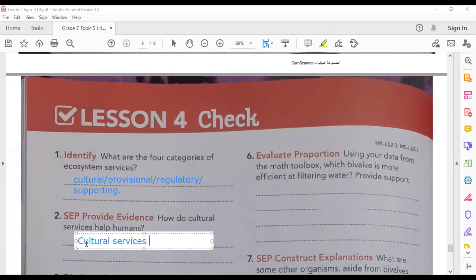Okay. Cultural services help with our well-being and happiness. And also they make us happy. So cultural services help with our well-being and happiness. The third question.